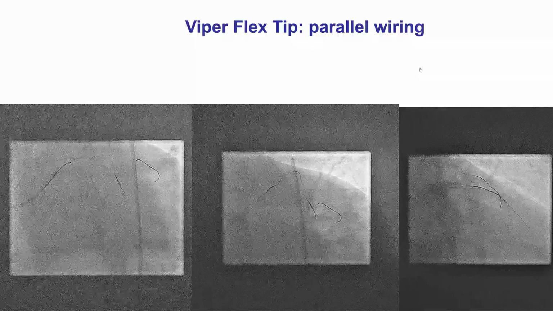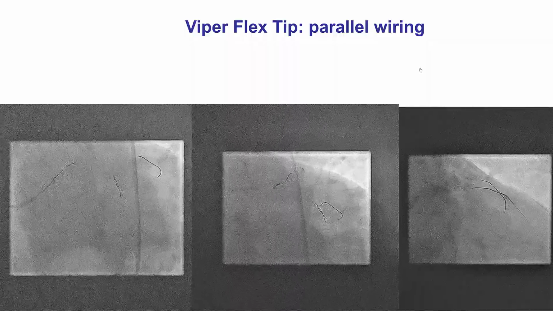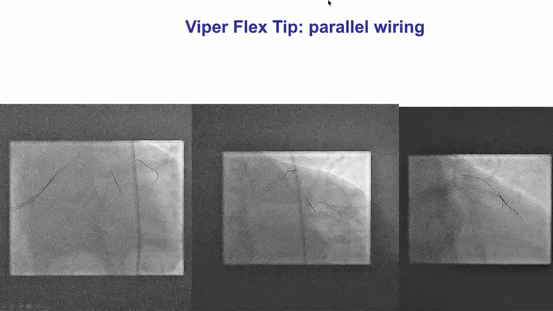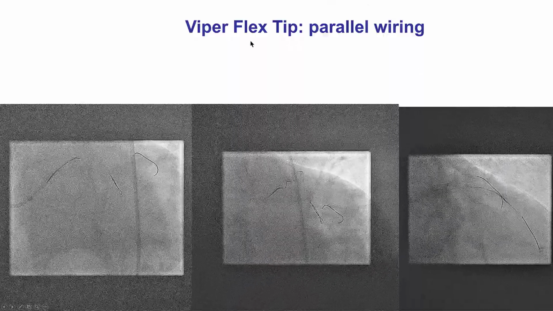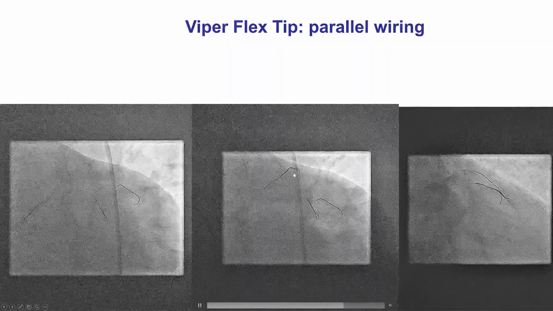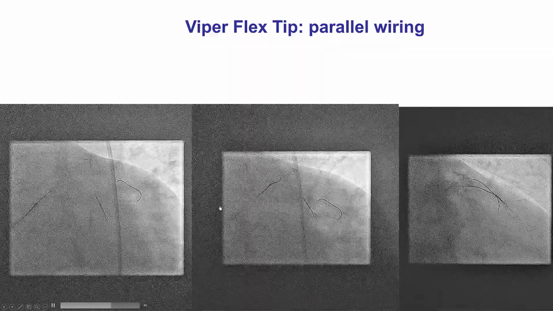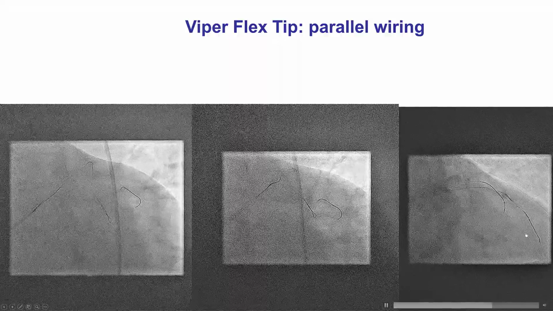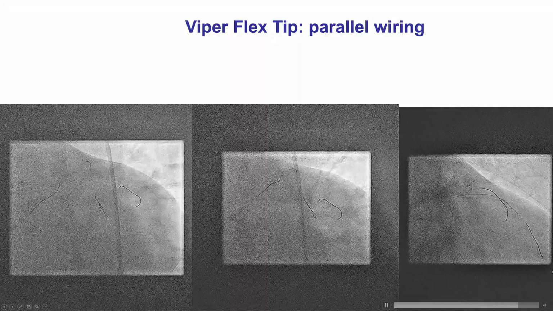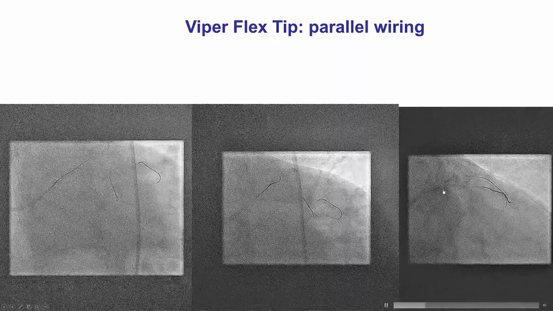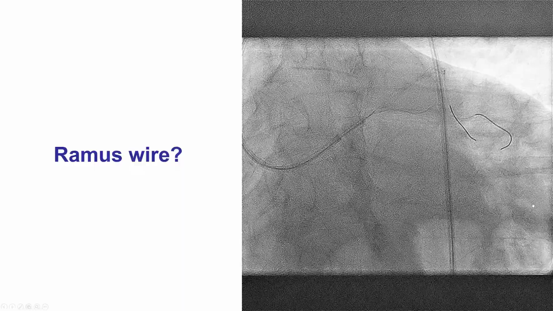It was a dilemma what to do next. We decided to try to wire parallel to the original wire using the atherectomy wire, specifically the Viper flex tip that has very good handling characteristics. And it took some time, but we were able to gradually get from the proximal LAD to the mid LAD, and then eventually cross through that distal lesion that was challenging all the way to the distal LAD. So this way, we were able to cross the lesion without losing at any point wire access into the vessel.